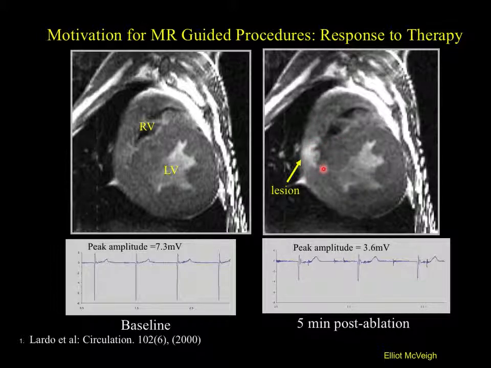The ablation is turned on for 30 seconds, and you can see immediately an increase in the T1 value around that burn. So in real time, you can see the tissue change as you're burning it. This is not available when you're doing image guidance with ultrasound. It's not available when you're doing image guidance with fluoroscopy for this type of ablation procedure. In MR, we can see where that burn occurred, right?